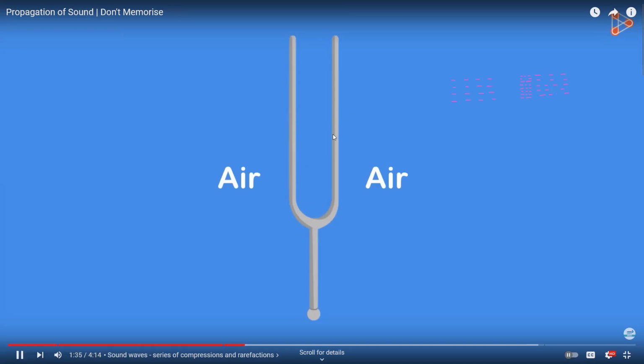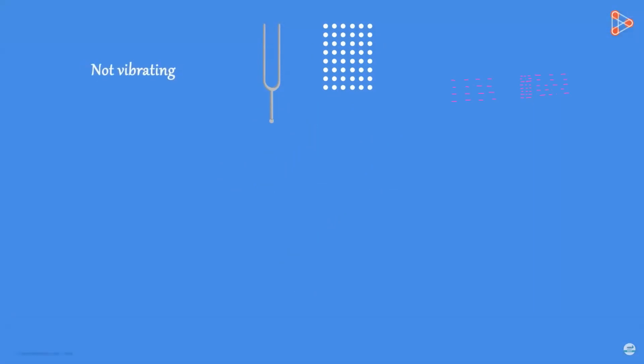Here we have a tuning fork made up of steel. This shows the initial condition of the air particles of the medium when the tuning fork is in its original position. Now air particles are all at equal distance. What is this position? Anybody? Equilibrium position, or they are at their mean position. The tuning fork is not vibrating.